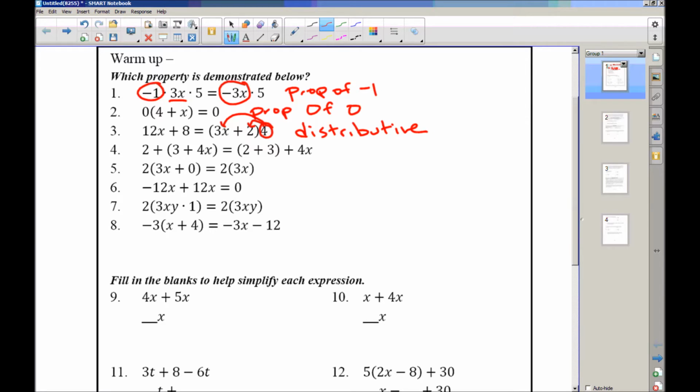Number 4, (2 plus 3x) plus (3 plus 4x), and then on the other side, 2 plus (3 plus 4x). And the only thing that's moving is the parentheses. These are all the same and in the same order. So this is going to be associative.